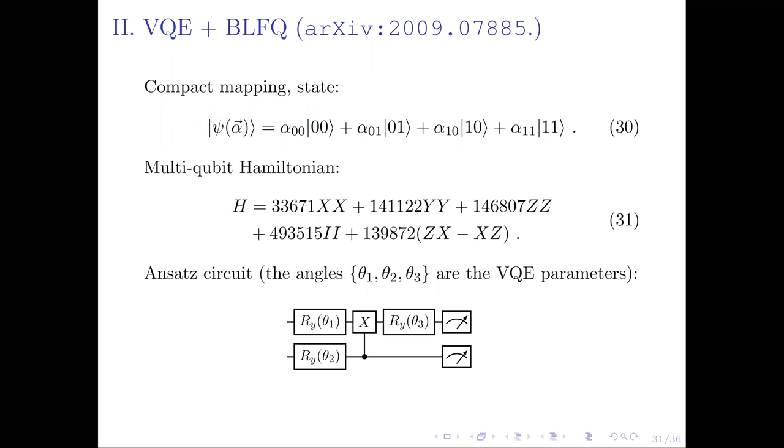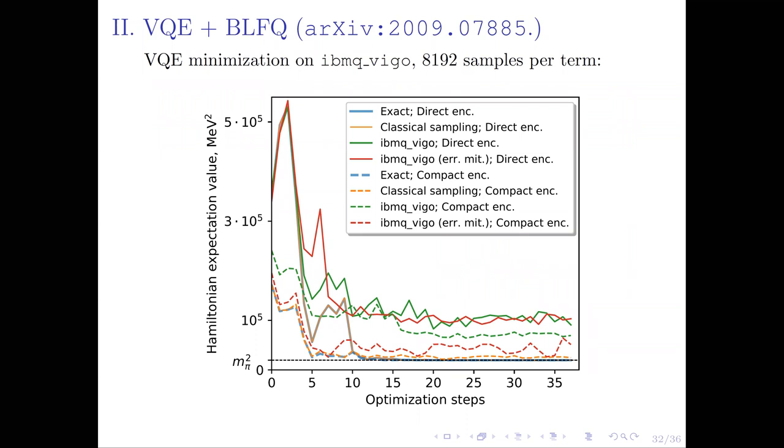Okay, so here are the results of our minimization. So our goal is to find the ground state of this Hamiltonian, which is the squared pion mass. And on this picture, you see on the x-axis, the optimization step. So this is the steps of the classical minimizer. And on the y-axis, you see the expectation value of the Hamiltonian. And a bunch of colored lines. So let's go through these. Solid lines correspond to using the direct mapping, and dashed lines correspond to using compact mapping.